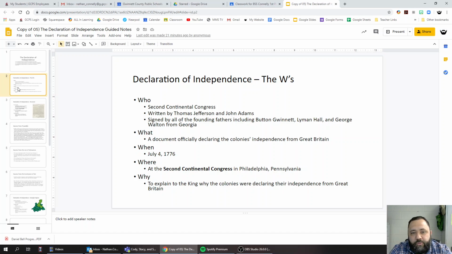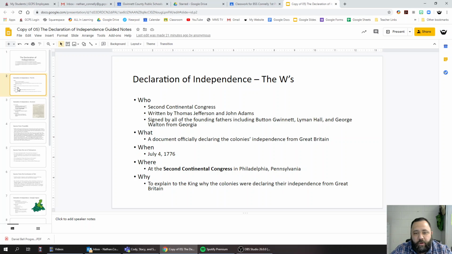The Declaration of Independence was written by the Second Continental Congress, primarily by Thomas Jefferson and John Adams, though Benjamin Franklin technically was assigned to the committee to write it. It would be signed by all of the Founding Fathers, including three Georgians, Button Gwinnett, Lyman Hall, and George Walton. The document itself is basically just a letter that they sent to Great Britain saying, hey, we're done, we're over, we're breaking up, we're not going to get back together. If you want to be cute about it, it's a breakup letter, okay?